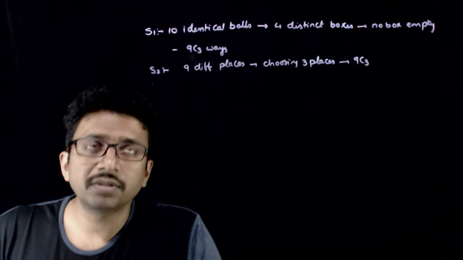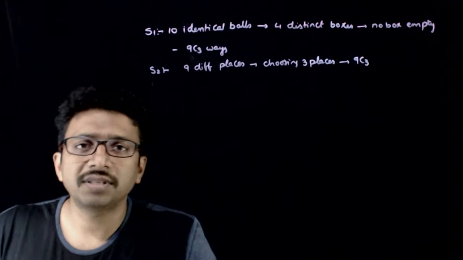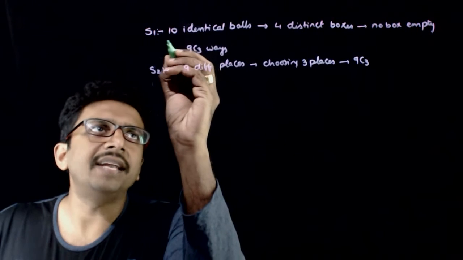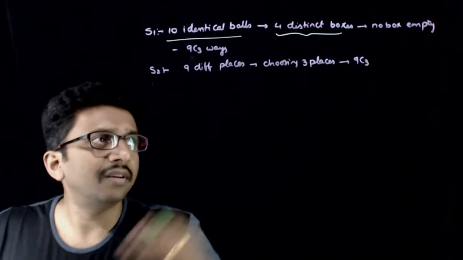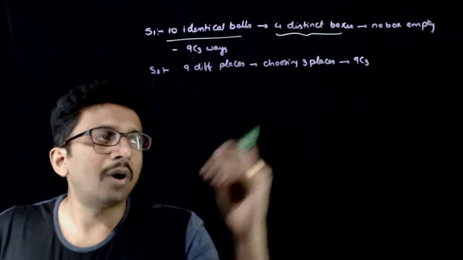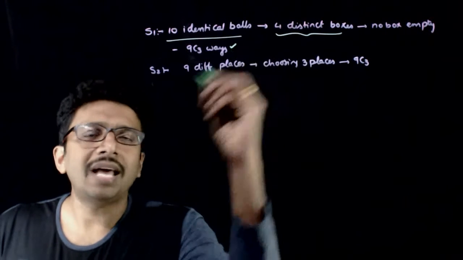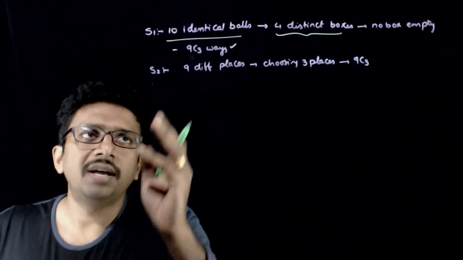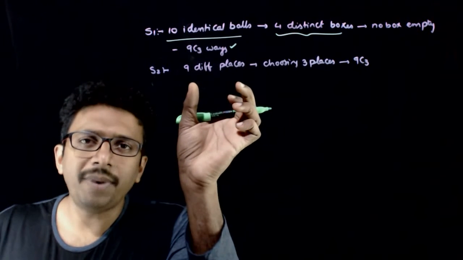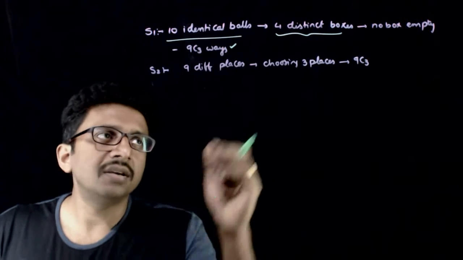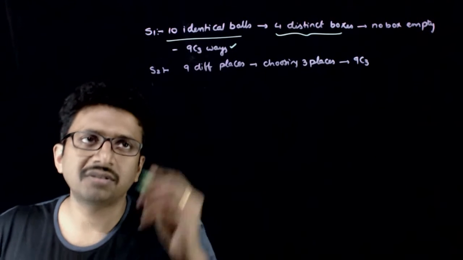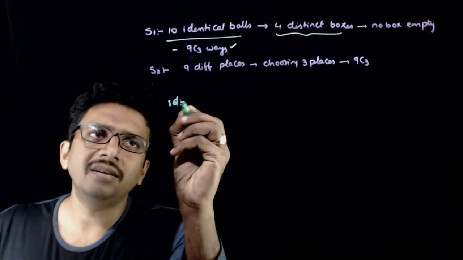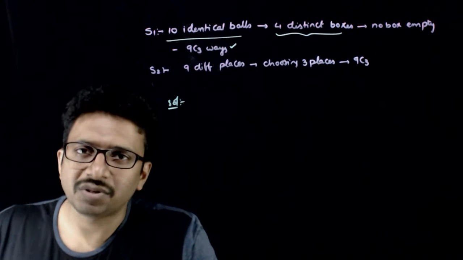So welcome students. In this question you're given two statements. Statement 1 is: 10 identical balls can be distributed in 4 distinct boxes, if no box is empty, in 9C3 ways. And statement 2 is: if you have 9 different places, you can choose 3 different places in 9C3 ways. So you're asked to find the validity of these two statements.